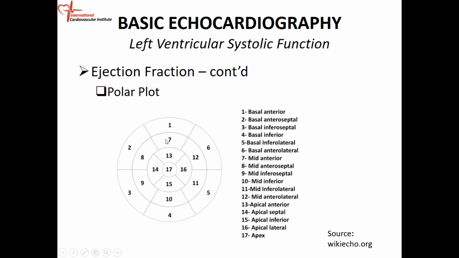You have an anterior segment, inferior segment. The lateral segment is divided into anterior lateral and an inferior lateral. The septal wall is divided into anterior septal and an inferior septal. And then you have the basal area. And that's divided into six segments as well. So you have your anterior on top, inferior at the bottom.